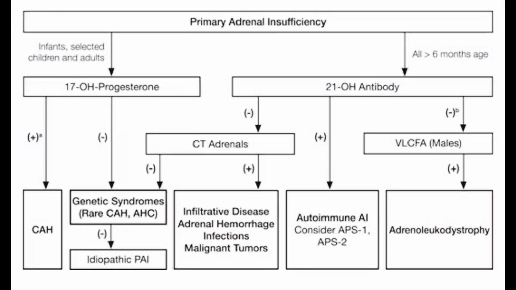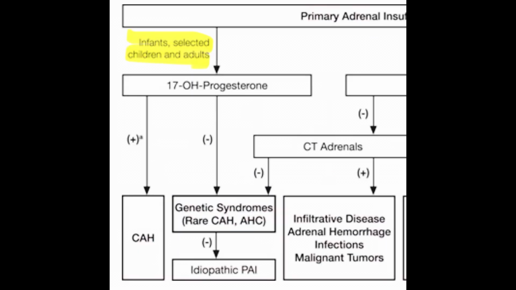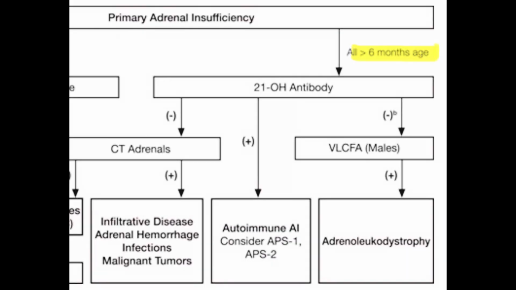This graph I'm showing is from the Journal of Endocrinology and Metabolism, and it is extracted from the clinical guidelines for primary adrenal insufficiency. As you can see, it is split into two halves. One of them is for the newborn who has primary adrenal insufficiency and some of the children and adults, and the other half is for all the patients that have primary adrenal insufficiency at the age of over 6 months old. I'll start with the half for all patients over 6 months old.